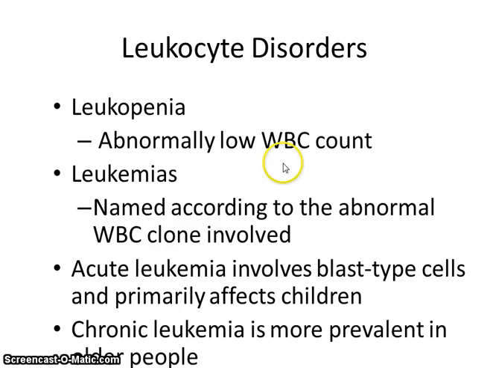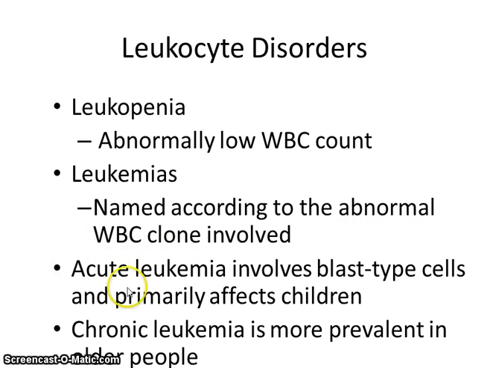We are just finishing up talking about white blood cells. So a few white blood cell disorders. Leukopenia, you have not enough white blood cells, a low count. Leukemias, cancers of the white blood cells where they divide abnormally.